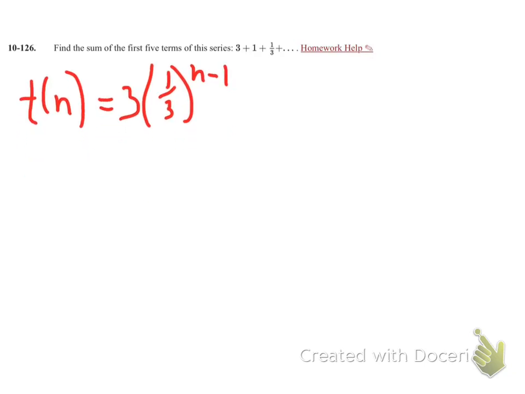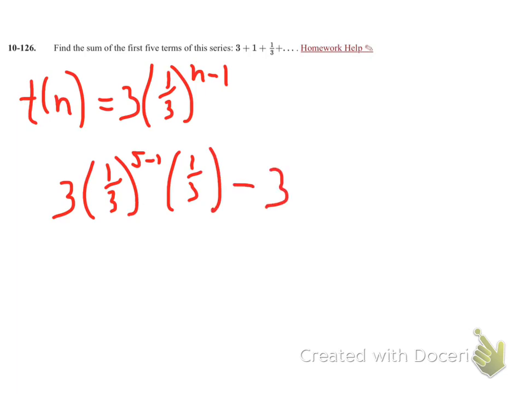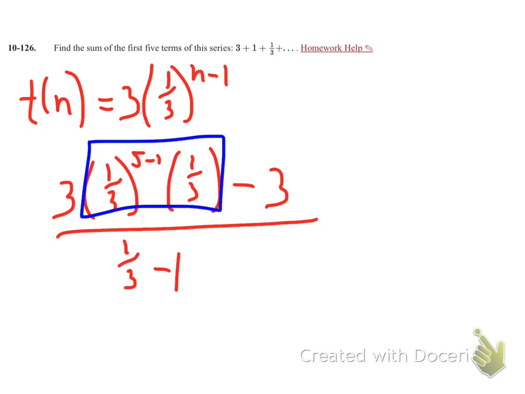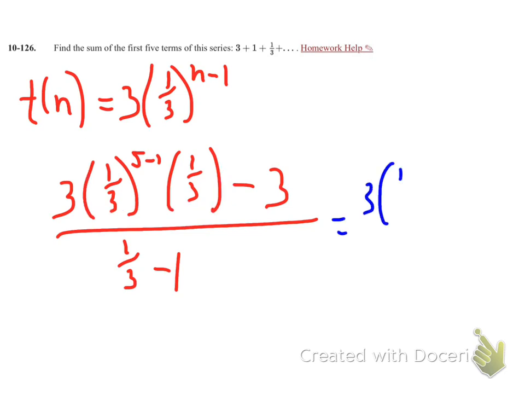So our formula is the last term, which is 3 times 1/3 to the 5 minus 1, times my multiplier, minus my first term, divided by my multiplier, minus 1. Simplifying this part right here, I'm going to end up getting 3 times 1/3 to the 5th minus 3 divided by negative 2/3.